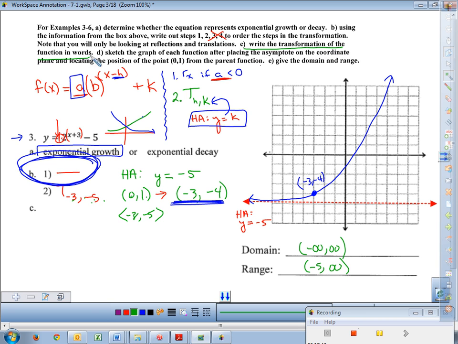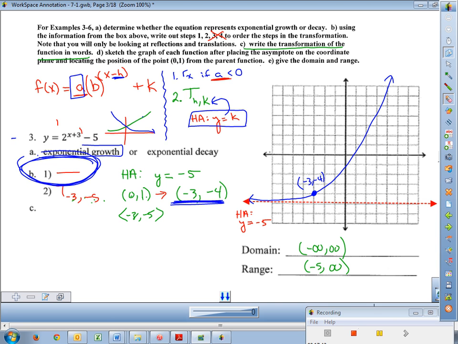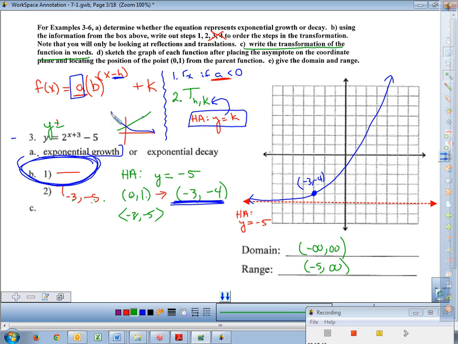So what's the parent function of this guy? Let me erase all this nonsense that I have right here. What would be the parent function of this guy? Y equals, no b's, right? We got to put a number in for b. What's the parent function for this guy? 2 to the x. Whatever the base is, it will still be the base. That's the parent function, right? All this junk right here was your translation stuff, the +3 and the -5, right?